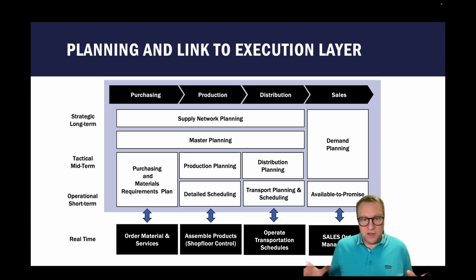And if we look at the planning and then the link to the execution layer, we have had this planning matrix, and you can see there that the detailed scheduling is one part of the production, and this is really the link towards the assembly production or the shop floor coordination. And the scheduling itself can be either done by the planning departments or it's handed to the production departments and they are doing the detailed scheduling or even the shop floor coordination.